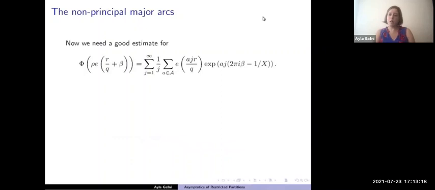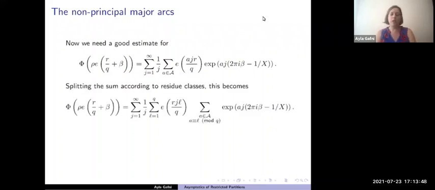Then we move on to the non-principal major arcs. And for the non-principal major arcs, we have alpha being close to a rational number. So R over Q is going to be the rational number, and then beta will be the wiggle room. And here I've written out the definition of phi, again, using rho equals e to the negative 1 over x. And I've just divided the exponential up into the piece that is the rational part and the piece that is the wiggle room beta part. And then I'm going to split this sum according to residue classes mod Q.